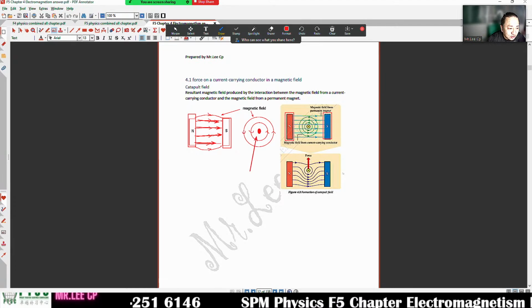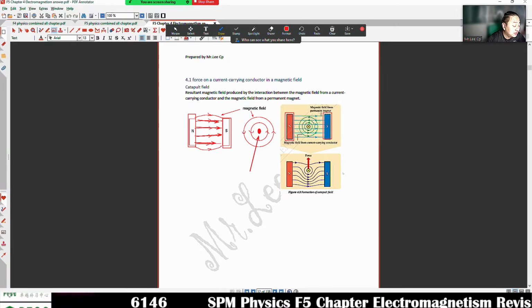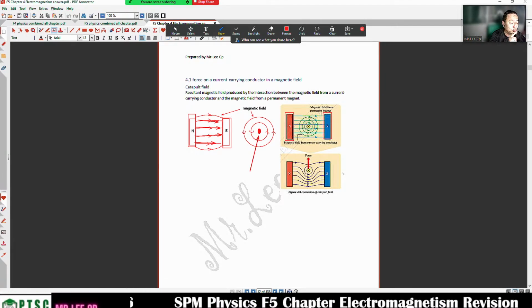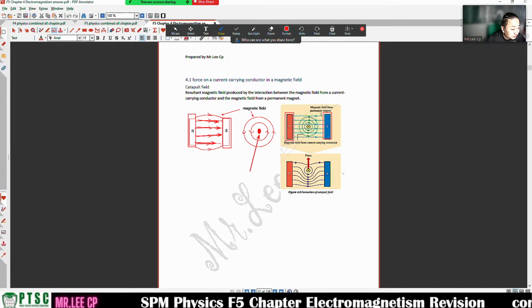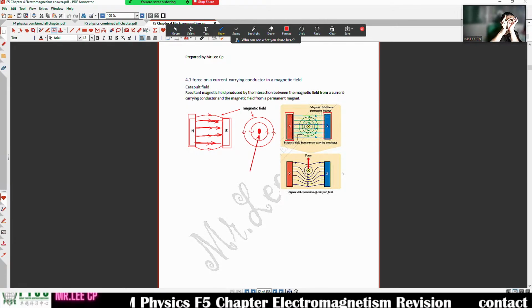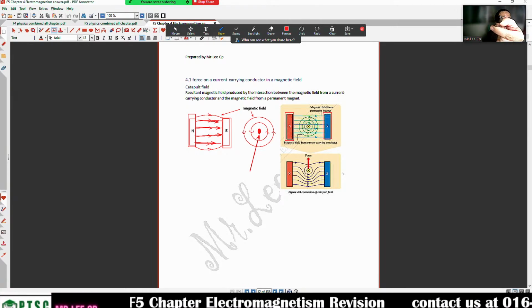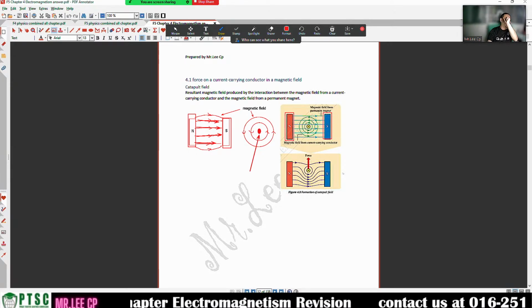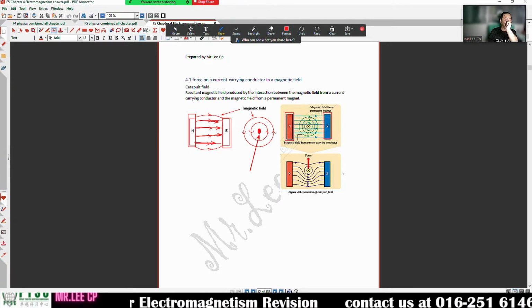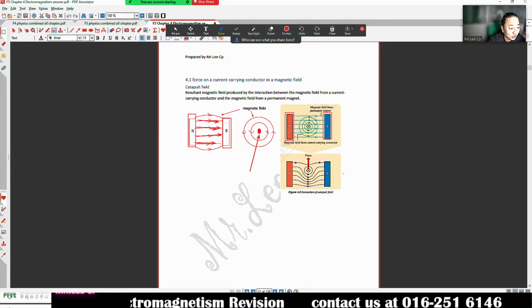And then this one is the magnetic field produced by the current. When this current goes out, you see the arrow showing it shooting out to you. You see the current out to you. This dot means going out. So the current flows this way.